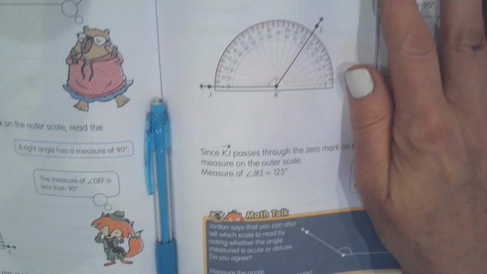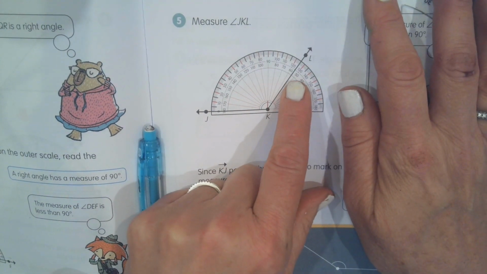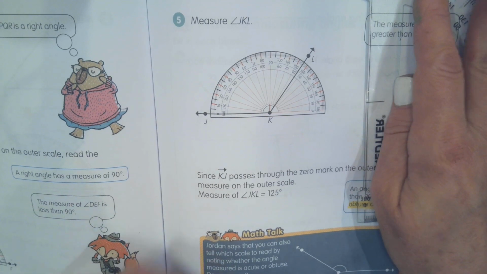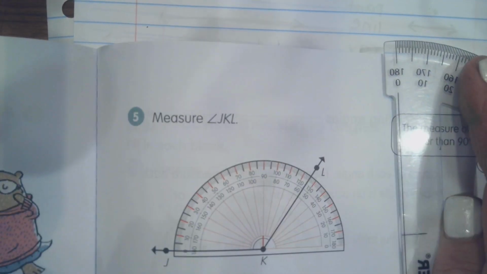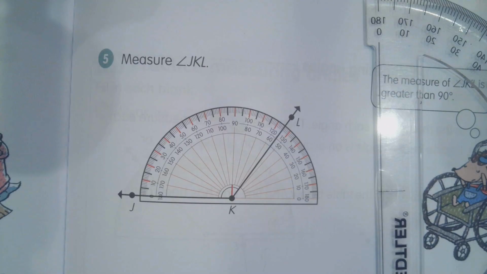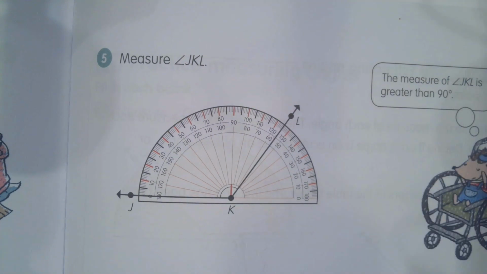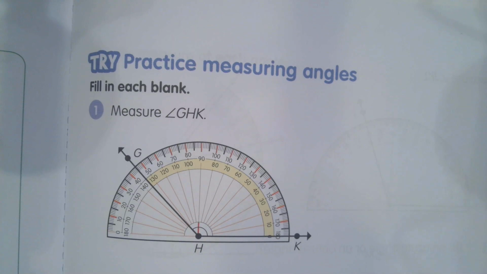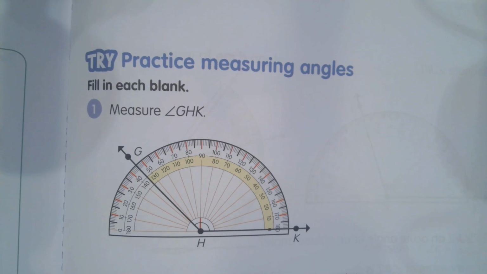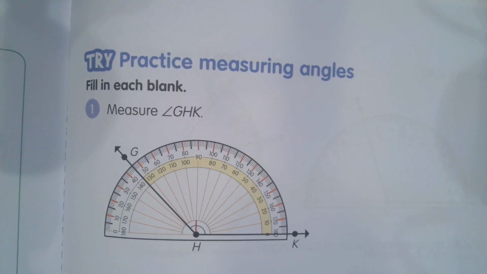Okay. What about this one right here? Is it inner or is it outer? So how many degrees would that be? That's kind of blurry, I know. That is 125. Yep. Okay. Any questions on that? No. Okay. If they want us to classify this, look on your notes. Is it an acute angle or an obtuse angle and why?